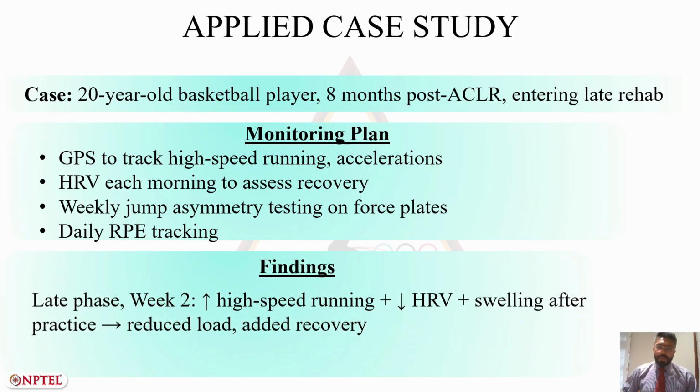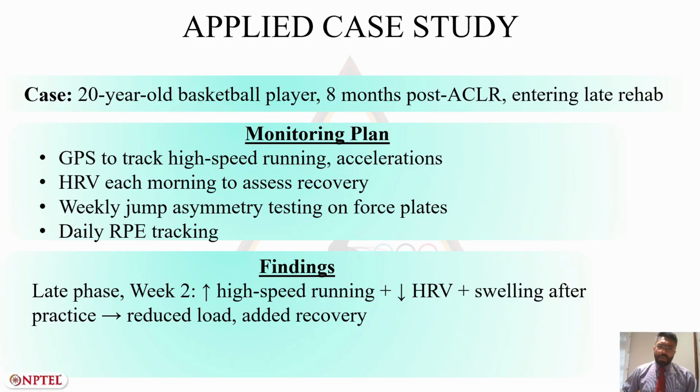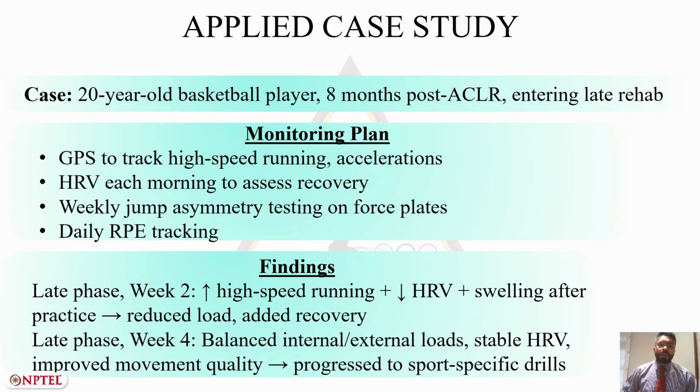The findings could be: in week 2 he may have increased high speed running and decreased heart rate variability and increased swelling after practice. So based on this, the load can be reduced and recovery can be added. Whereas in week 4, with balanced internal and external loads, stable heart rate variability, and improved movement quality, the load or the training schedule can be further progressed to sport specific drills.